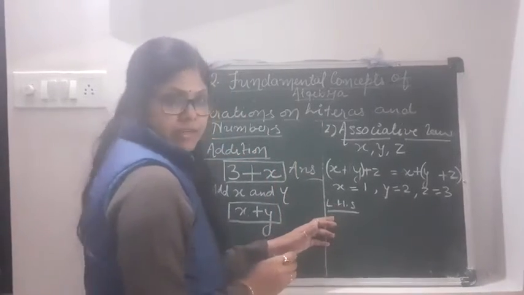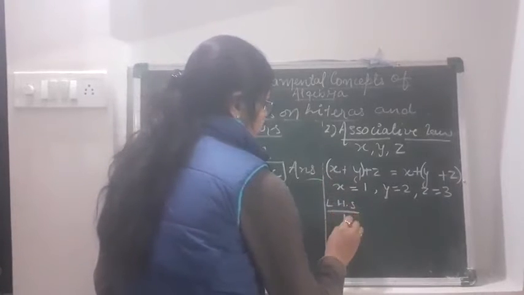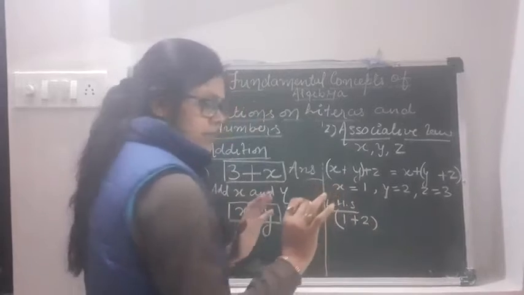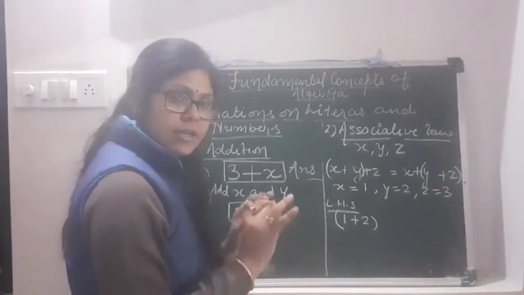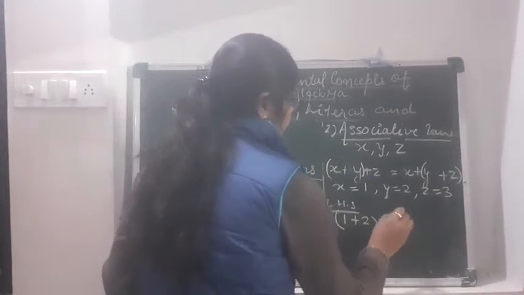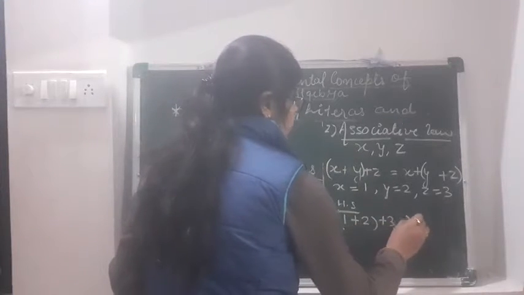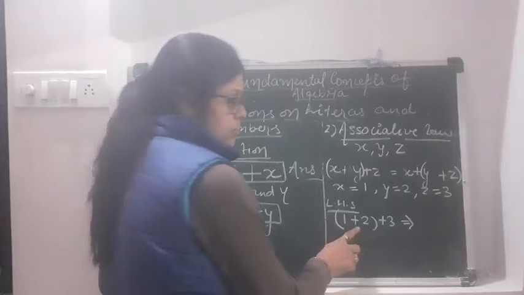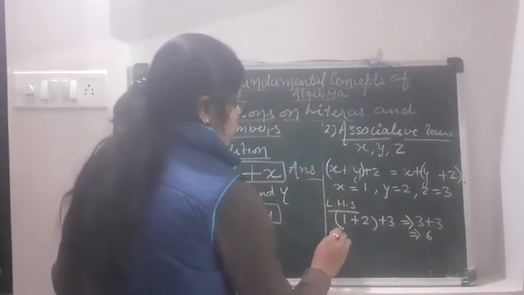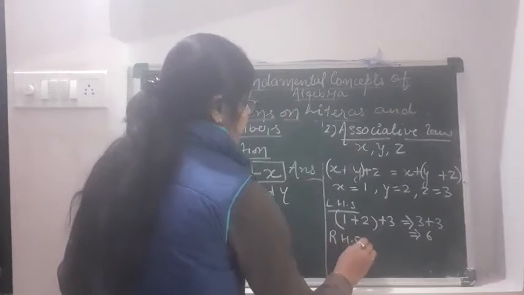We will solve the left hand side. So we put 1 in the place of x, 2 in the place of y, and we put the bracket. जैसे लिखा है वैसे ही लिख देंगे जो चीज दिया हुआ है. Then plus 3. As you know, we always solve the bracket first. So 2 plus 1 is 3, and 3 plus 3, what will it be? 6.